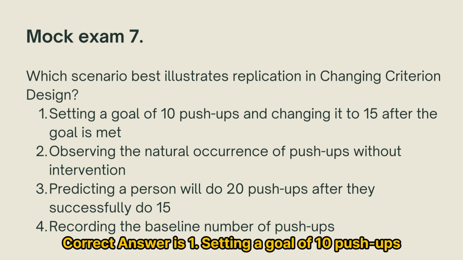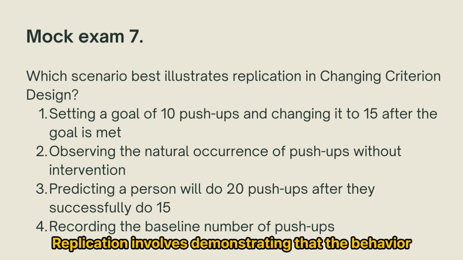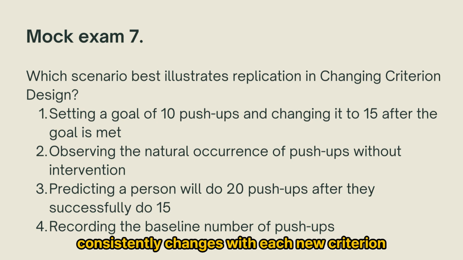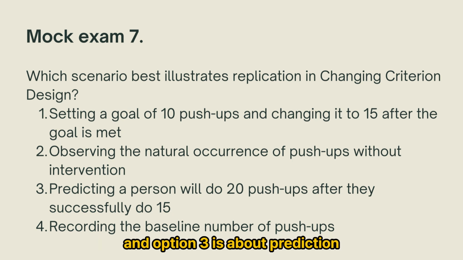Correct answer is 1. Setting a goal of 10 push-ups and changing it to 15 after the goal is met. Replication involves demonstrating that the behavior consistently changes with each new criterion. Options 2 and 4 are about observation, and option 3 is about prediction.